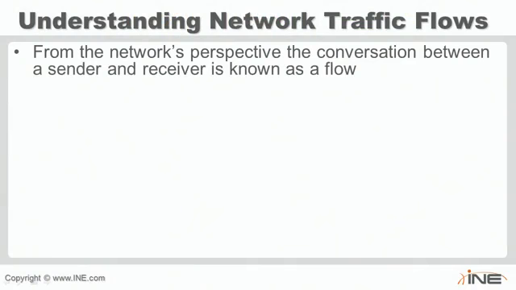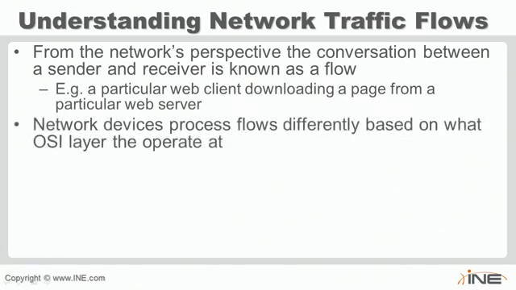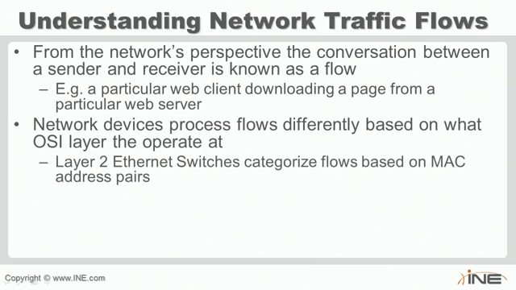Now, the actual conversation between the applications is sometimes called the network flow, where the flow could be defined, let's say, as an individual client, a web client, downloading a page from a web server. Or a different flow or a different conversation, maybe someone making a phone call over that same network link. So the network is going to treat these different flows differently depending on where they fit into the OSI model. A layer 2 Ethernet switch is going to be categorizing flows based on layer 2 MAC addresses, or essentially the hardware addresses of the sender and the receiver.